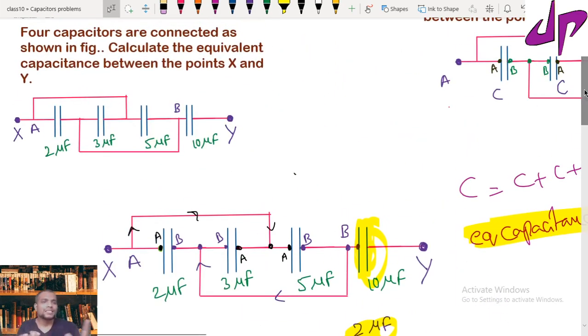So this combination tells how we can reduce circuits to known combinations. Don't be afraid on seeing those connections. After analyzing them, the connecting points, where they are going and how we can make it separately, if we are good at that, these kinds of problems are very easy.